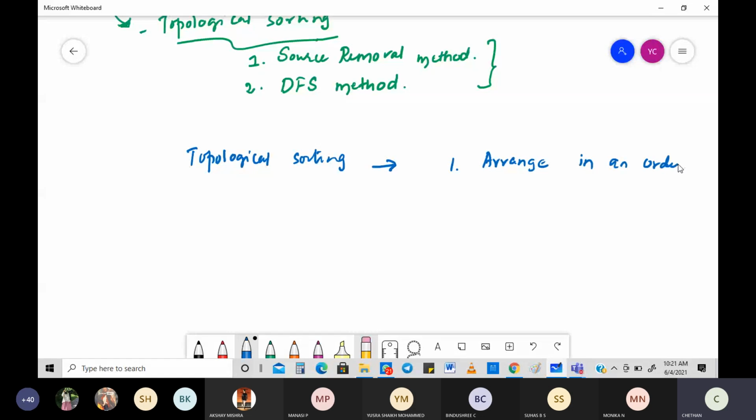Generally, where do you think this will be used? If a project needs to be completed, where it has steps like 1, 2, 3, 4, 5 and so on, this is nothing but an order. You complete step 1, then step 2, then step 3, then step 4, then step 5, like that. This order is nothing but a topological order.